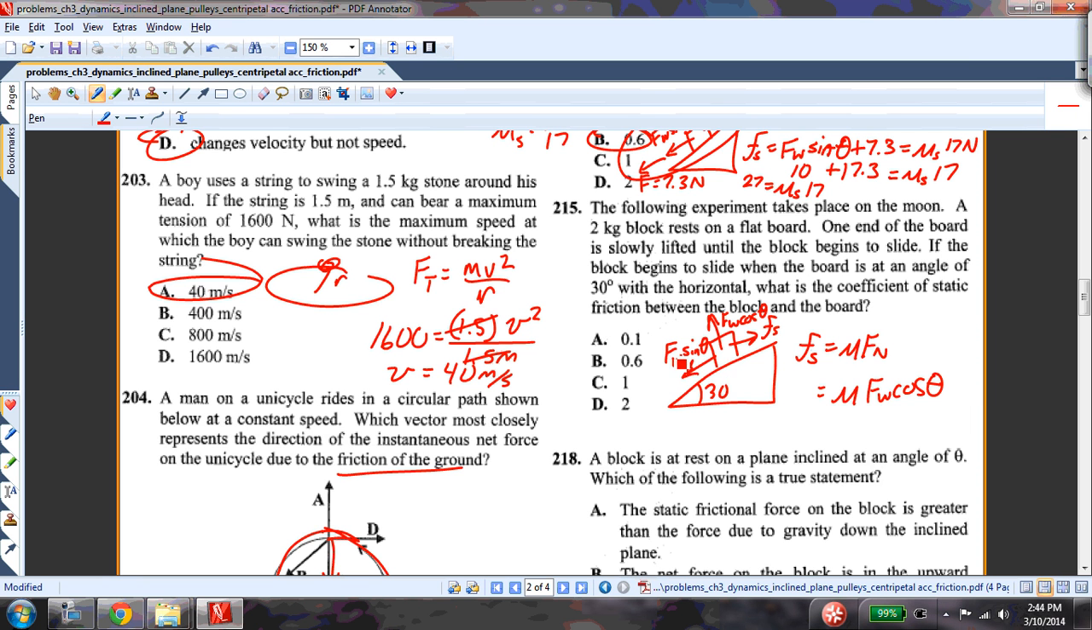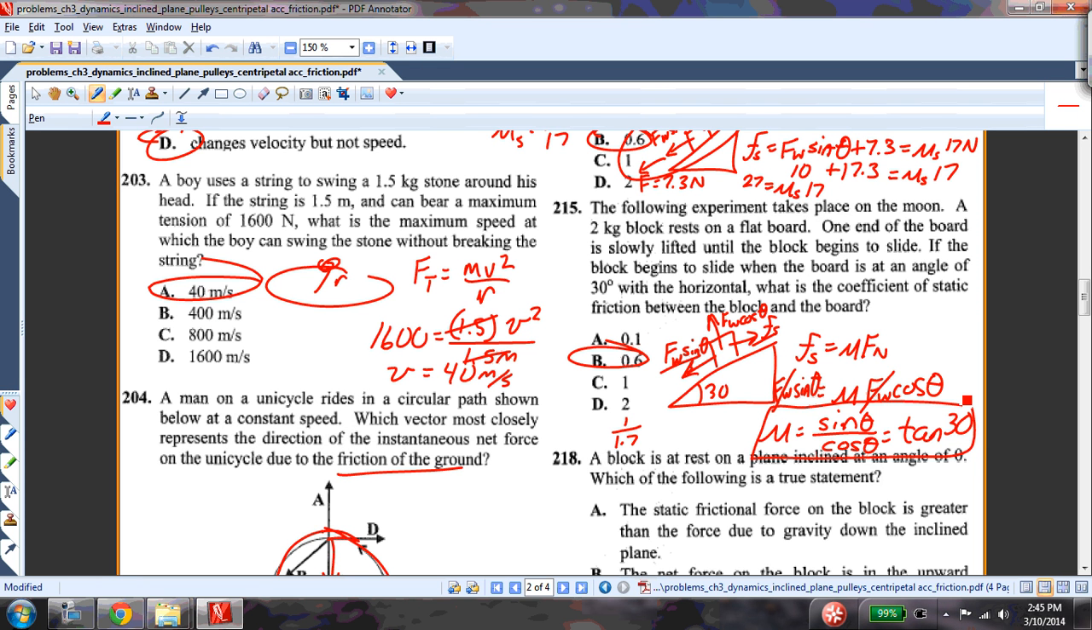I also know that my static friction has to equal Fw sine theta, so I'm going to put that in here, Fw sine theta. Notice that my Fw's cancel out, and I'm left with mu is equal to the sine of theta over the cosine of theta, and that's equal to the tangent of theta, or the tangent of 30 degrees. And the tangent of 30 degrees is 1 over root 3, or 1 over 1.7, and 1 over 1.7 is 0.6.